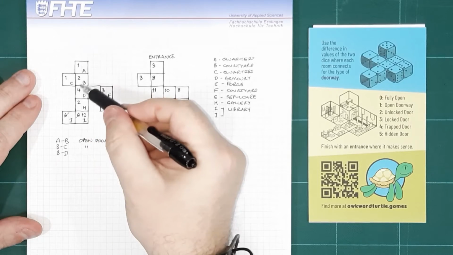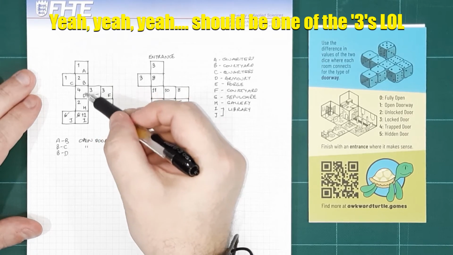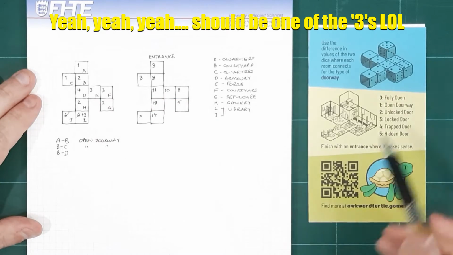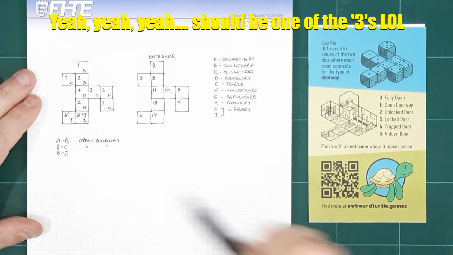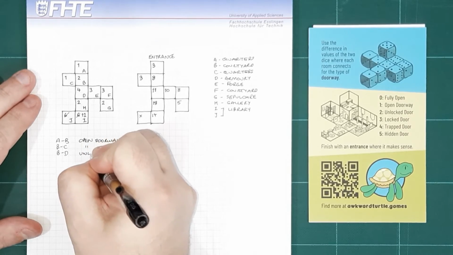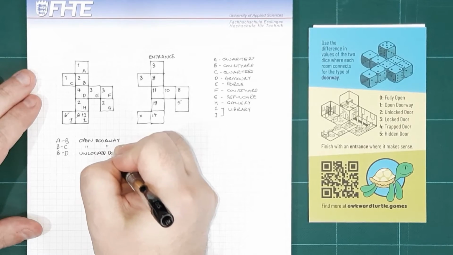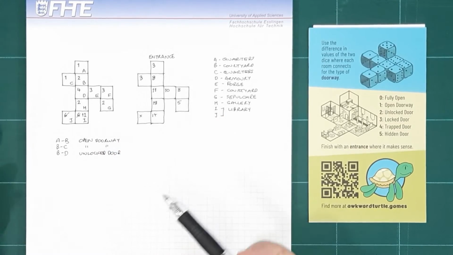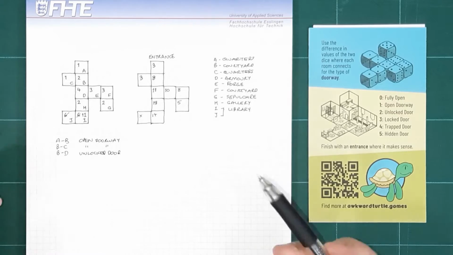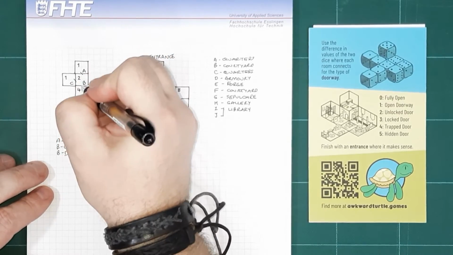B to D. The difference is 2. This dice was a 2. This dice was a 4. So the difference now is 2. It's an unlocked door. So there is a doorway there. There is a door, but it's unlocked. So I will have to put a door there. Unlocked door, but it's not locked, so it's not going to cause my game any problems in terms of having to open it. So we've done that, we've done that, we've done that.